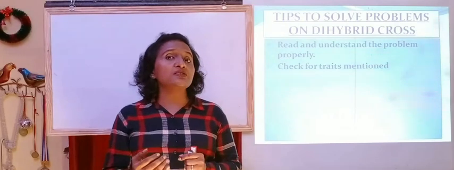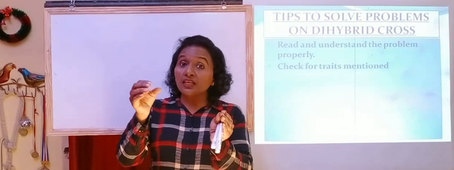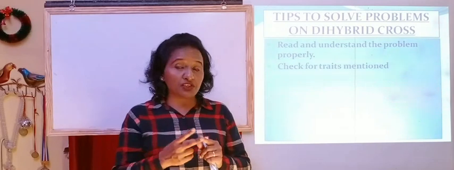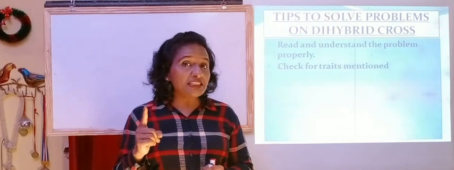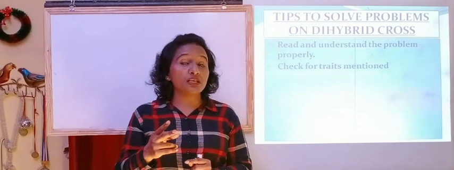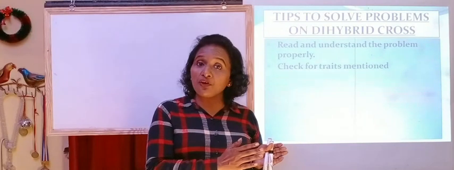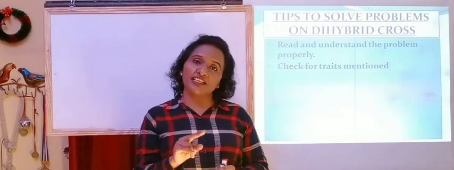Another thing with respect to trait is that there will be two traits mentioned. If it was a monohybrid cross, usually one trait is asked, with its forms. Whereas for a dihybrid cross, there will be two traits mentioned with their contrasting forms.